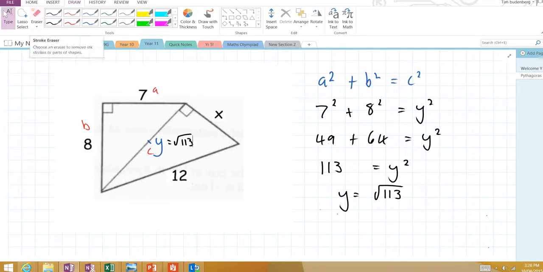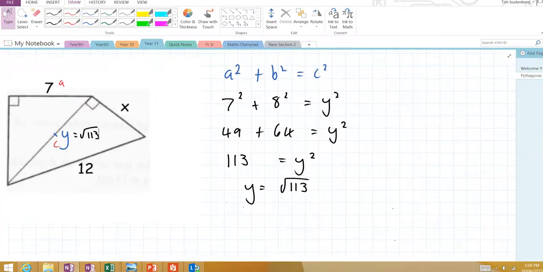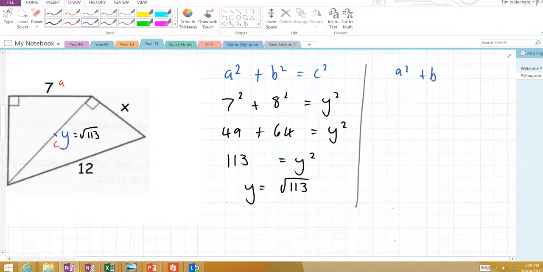All right. Now, finding x. So, once again, we start with our equation. A squared plus b squared equals c squared. All right. Using our new triangle now, we have a new a, a new b, and a new c. C is this side here, because it's the hypotenuse of that triangle across from the right angle. We have an A and a B. But now we know what our B is. Our B is the square root of 113.